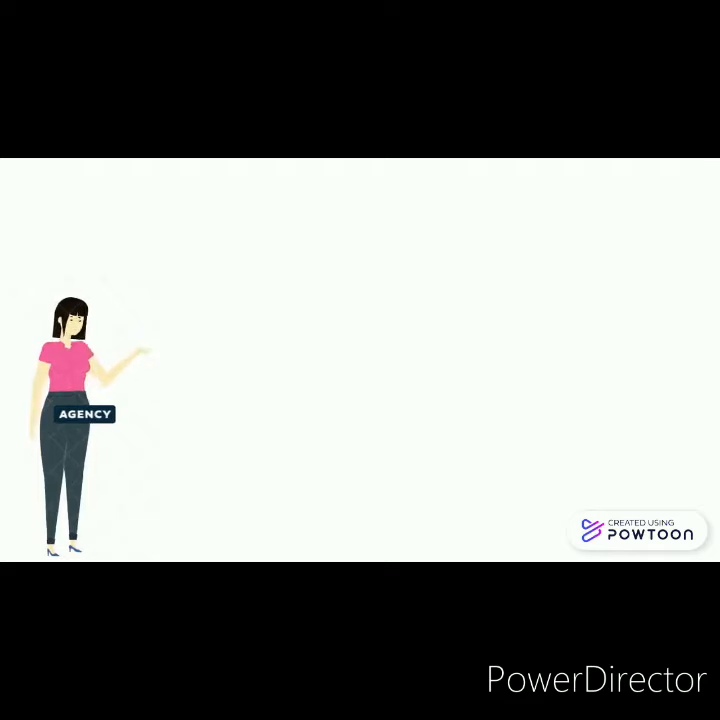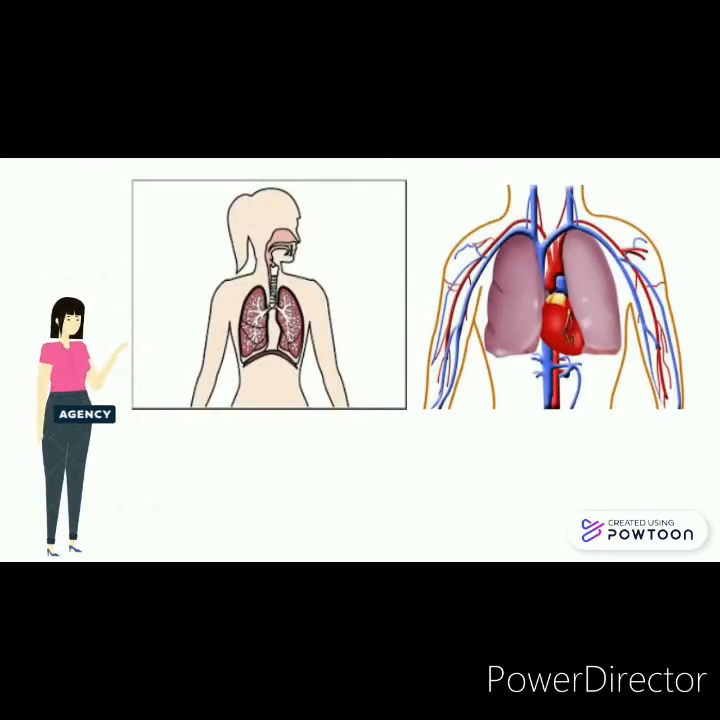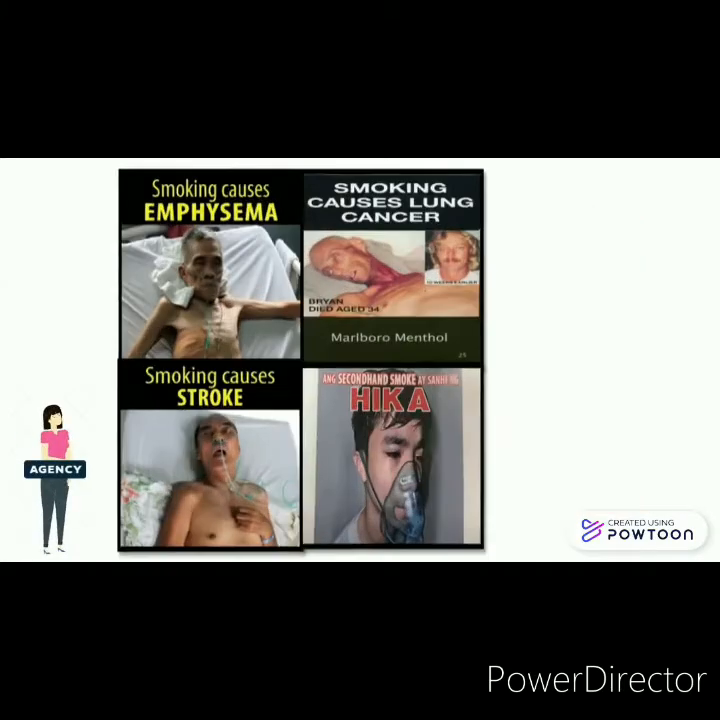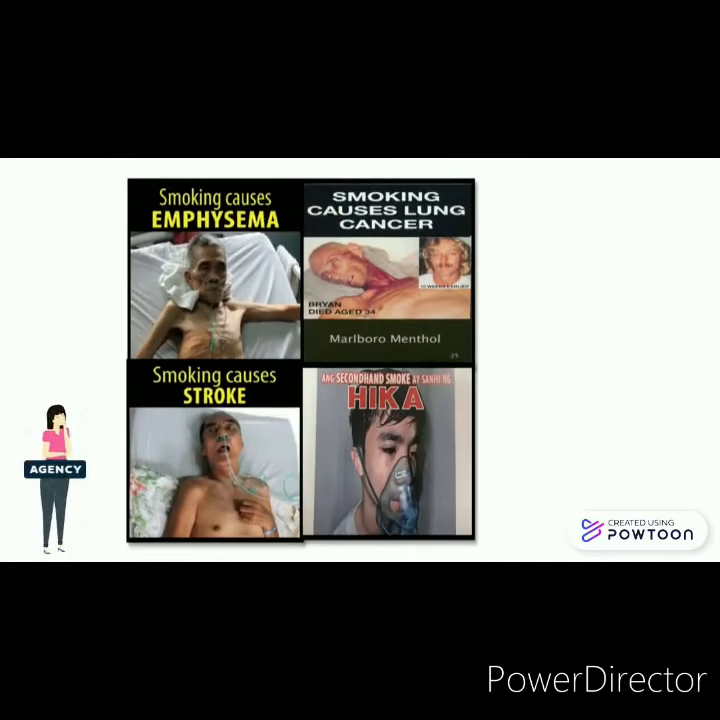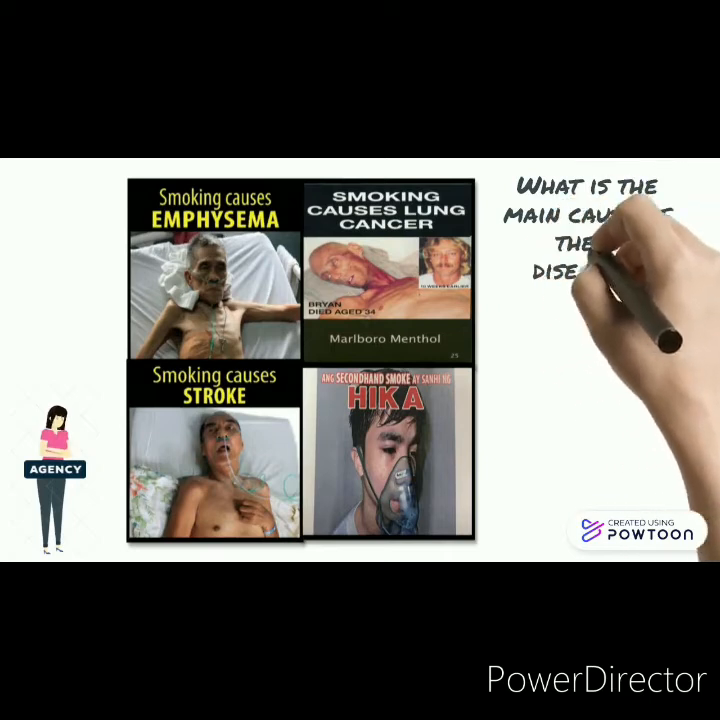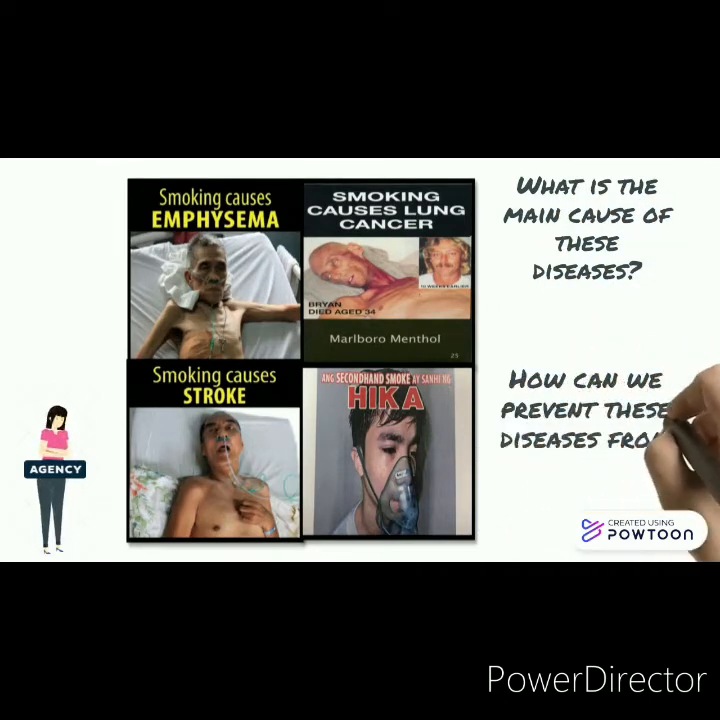You have learned in the previous lesson that the respiratory and circulatory systems work together to transport materials all throughout the body. But what if these systems fail to function properly? We often see cigarette labels having images like what are shown. Are you familiar with these diseases? We will answer the questions: what is the main cause of these diseases, and how can we prevent these diseases from happening?